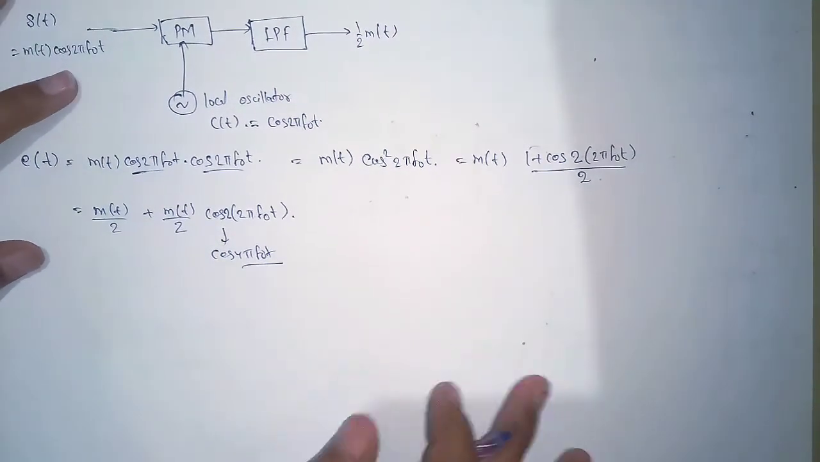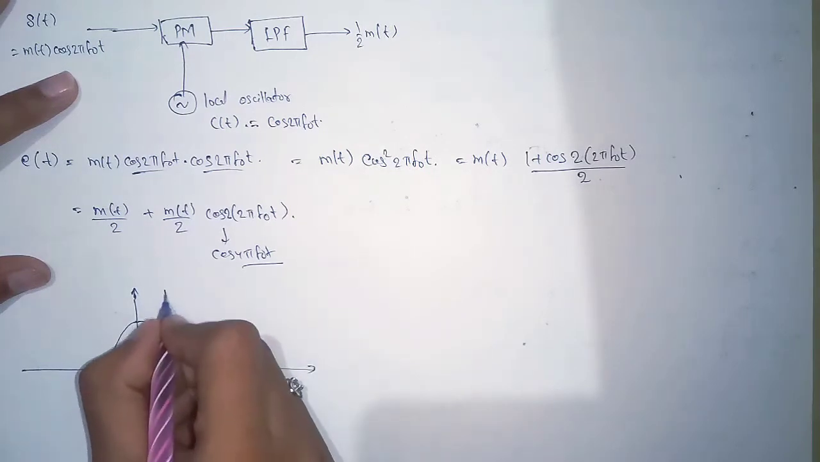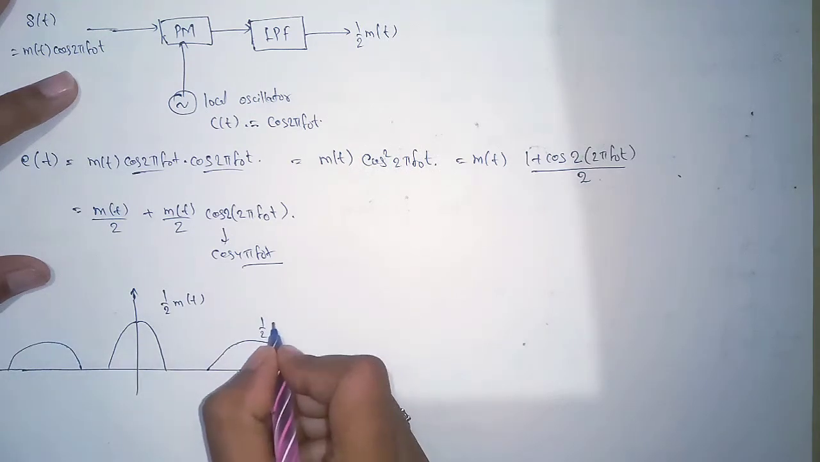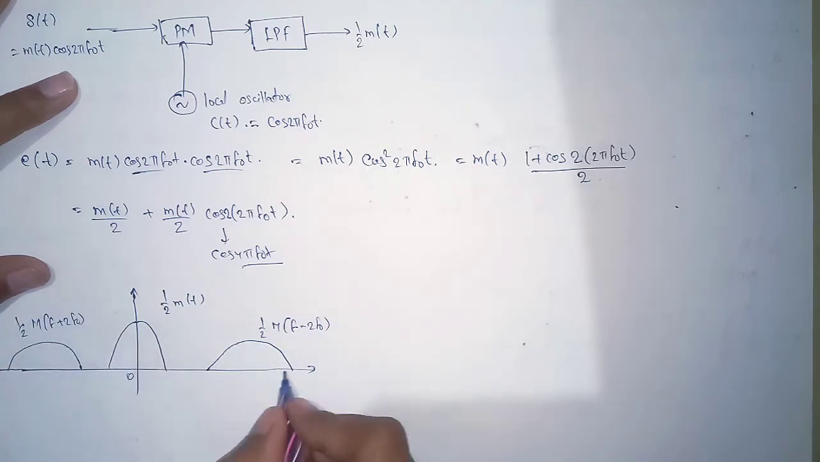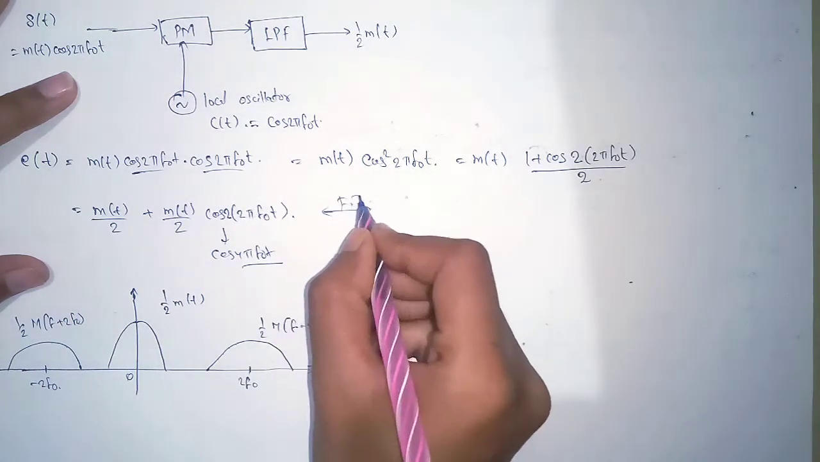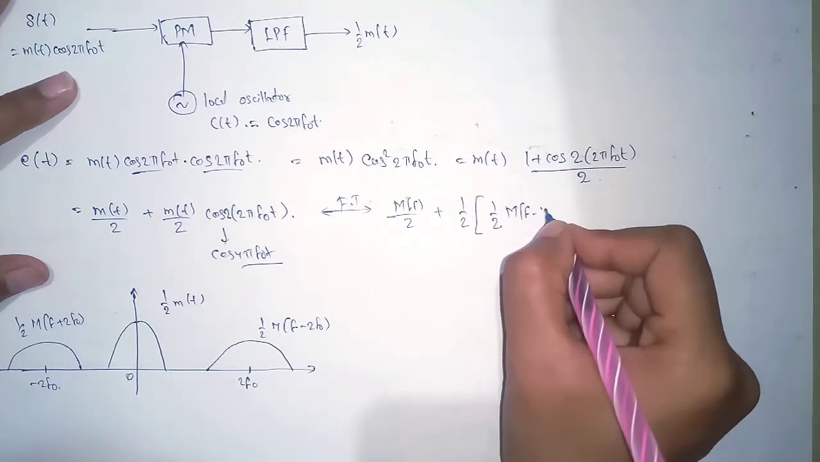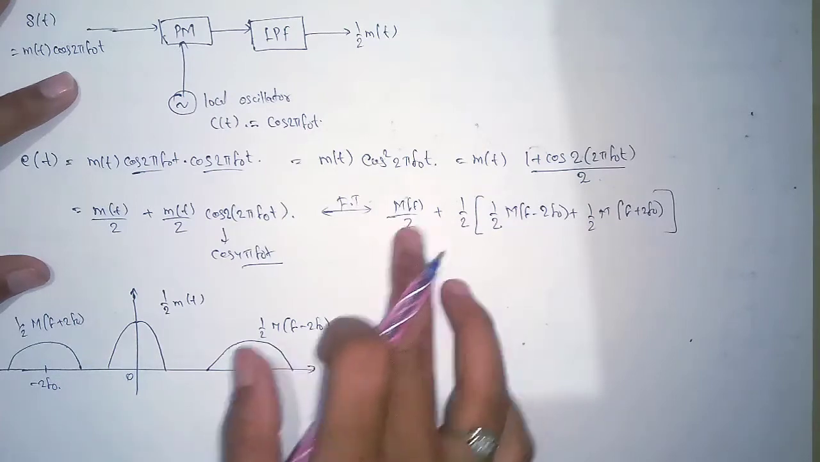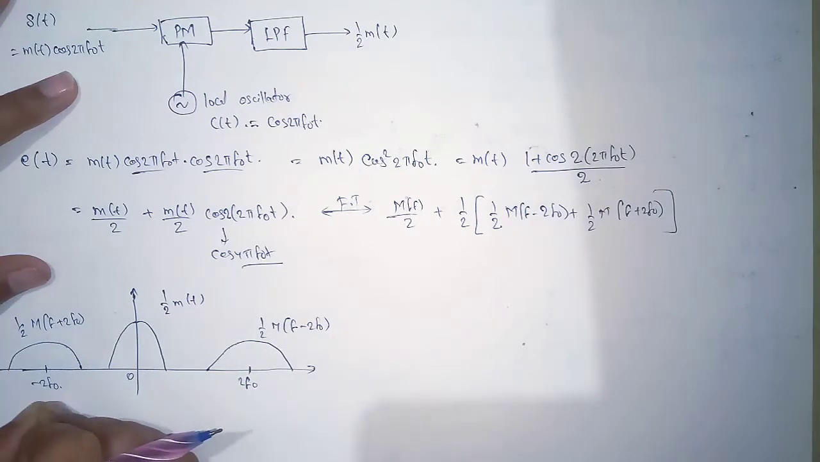So let's draw the signal. This is the signal we will get. This is half m of t, and these are the shifted ones, half of M of f minus 2 f0 and half of M of f plus 2 f0. This is at 0, this is at 2 f0, and this is at minus 2 f0. After the Fourier transform, we will get this as M of f by 2 plus half M of f minus 2 f0 plus half of M of f plus 2 f0. So this thing we are representing here. This is the middle one, and these are the shifted ones. That is, one signal is at 2 f0 and another one is at minus 2 f0.